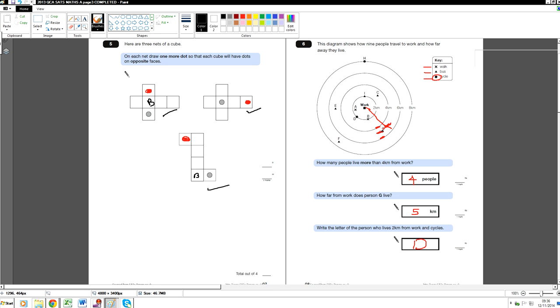Well, G is over here. So that's going to be 2, 4, and between 4 and 6, around about 5 kilometers would be an answer. You can have anything from 4.5 to 5.5 and it will be accepted. Write the letter of the person who lives 2 kilometers from work and cycles. Cycles is a dot, and it's got to be on the first 2 kilometer line, and the dot is going to be D. And that's the end of question number 6.